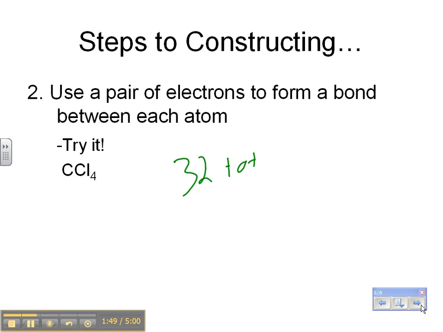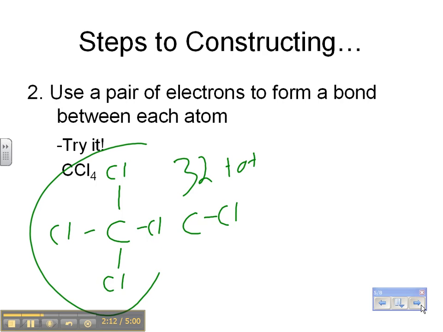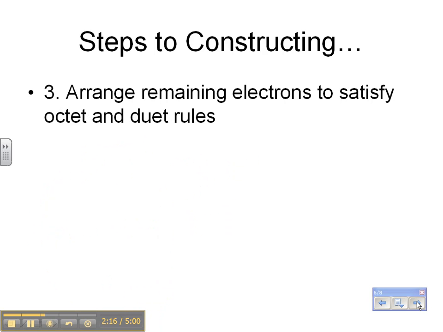Use a pair of electrons to form a bond between each atom. Note that there are 4 CCl bonds present. So what you do is you start with the C and you draw those bonds around it. So you got a Cl, got a Cl, Cl, and one more Cl. So this right here is the first part of the structure. And we'll continue. Next, what we have to do is arrange remaining electrons to satisfy the octet and duet rules.